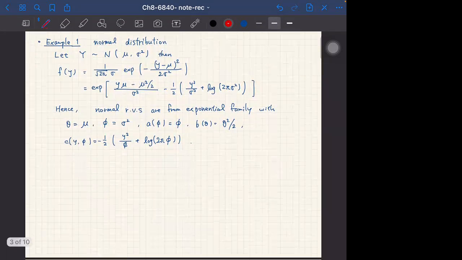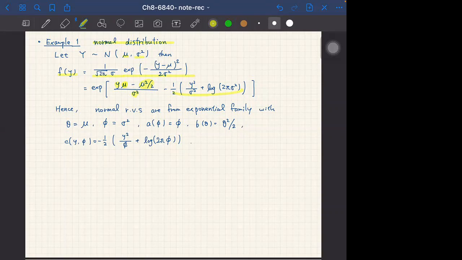Here are some examples of the exponential family. The first example is the normal distribution. Suppose y follows a normal distribution with mean mu and variance sigma square. Then, as we know, the probability density function of y is 1 over the square root of 2 pi times sigma, times the exponential of negative y minus mu squared over 2 sigma square. Then we can transform this into the same shape as the exponential family: y times some parameter minus a function of the parameter, divided by some other term, and the remaining term should not include this parameter mu.